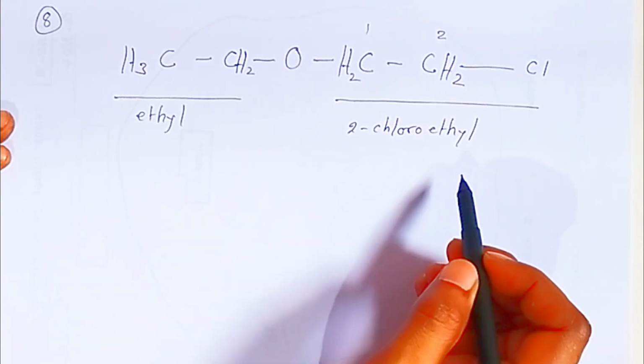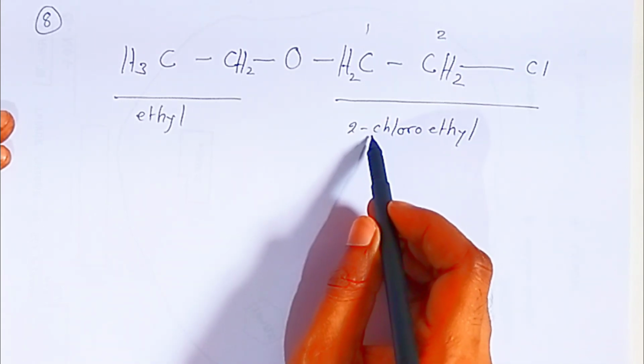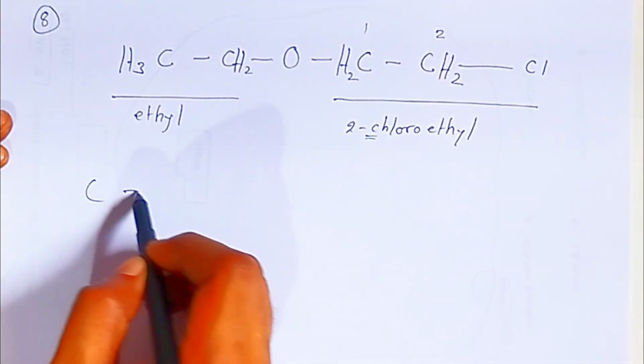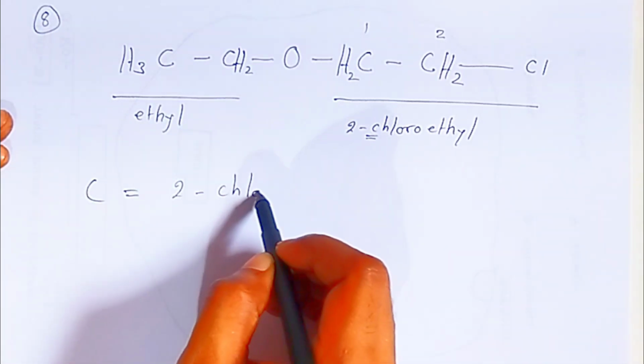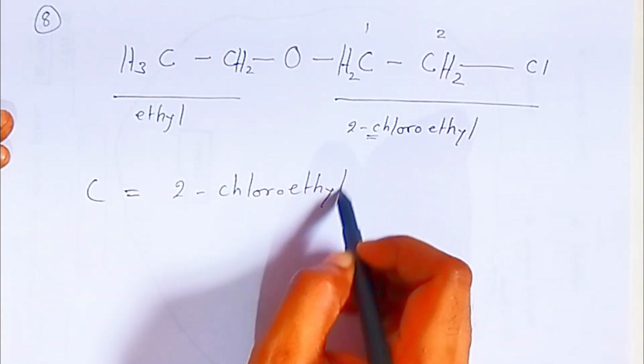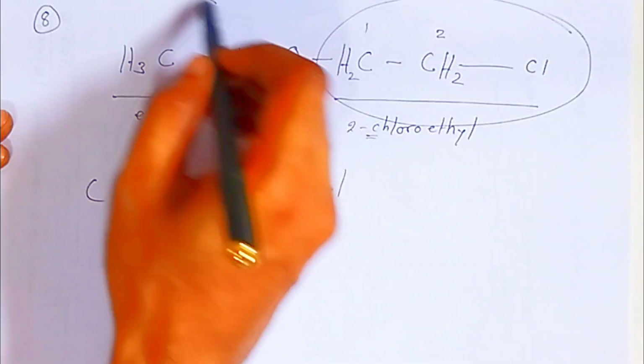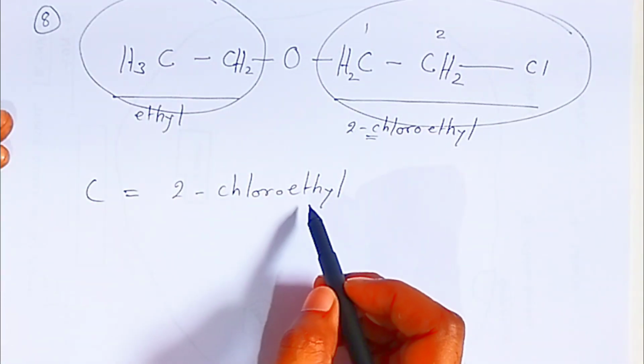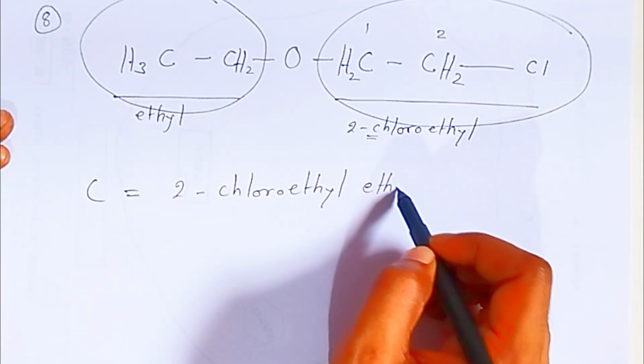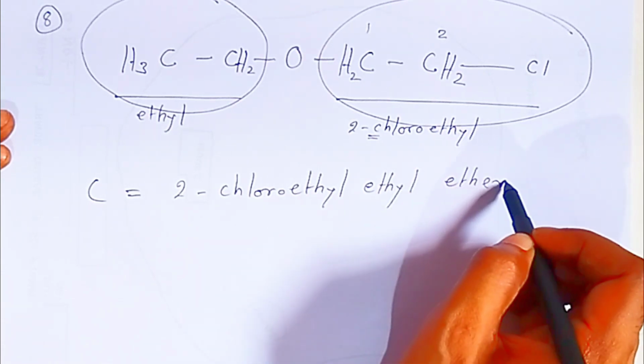So what will be the name of this compound, students? C is coming first, so we will write the common name as 2-chloroethyl. Which type of ethyl, students? 2-chloroethyl, and this is what? Ethyl. So 2-chloroethyl, again you write ethyl ether.